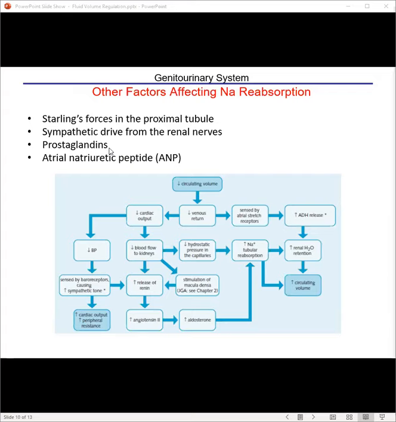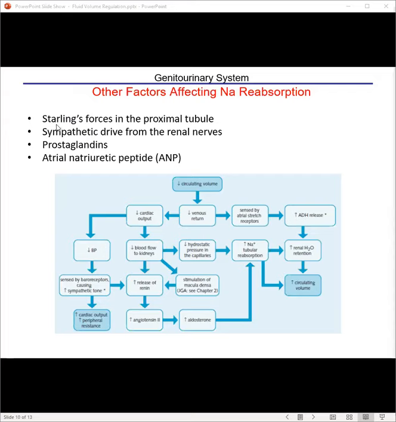You have your prostaglandins also. So remember, prostaglandins also affect sodium reabsorption. So that's why when you take antiprostaglandins, for instance, there is also an effect on the body, particularly on sodium levels. Also, your atrial natriuretic peptide, or your ANP, is one of the other factors that affects sodium reabsorption. So let's take a look at these factors individually.